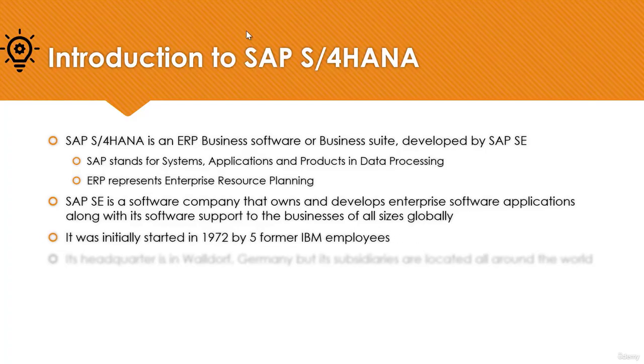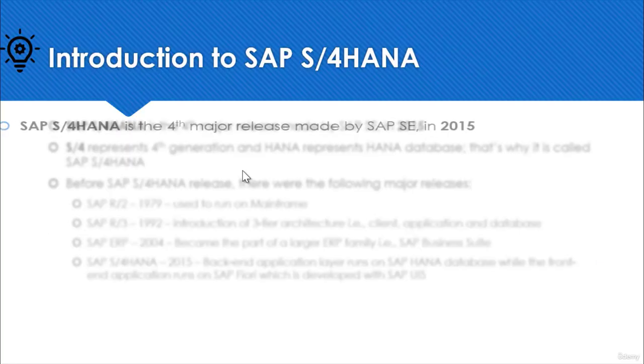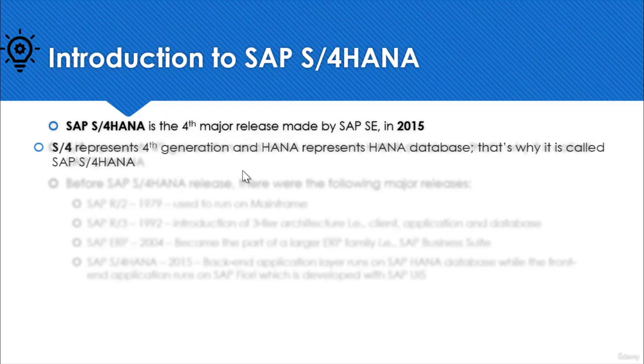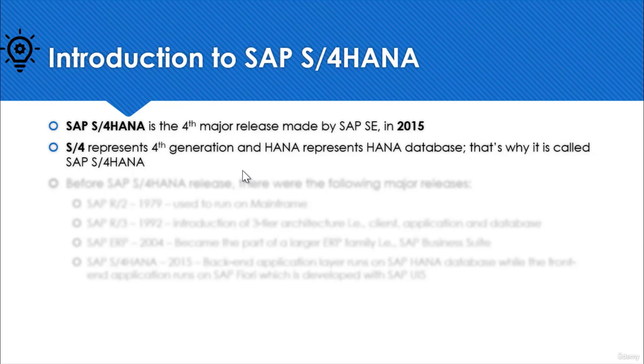It was initially started in 1972 by 5 former IBM employees. Its headquarters is in Walldorf, Germany, but its subsidiaries are located all around the world. SAP S4HANA is the fourth major release made by SAP SE, in 2015. S4 represents fourth generation and HANA represents the HANA database. That's why it is called SAP S4HANA.